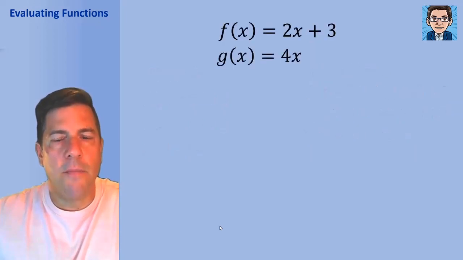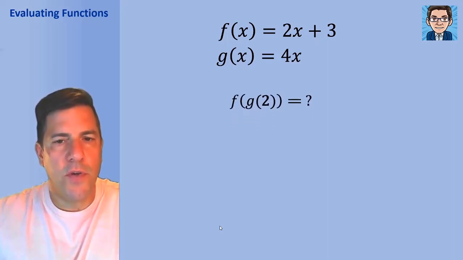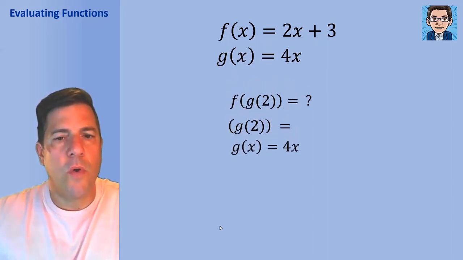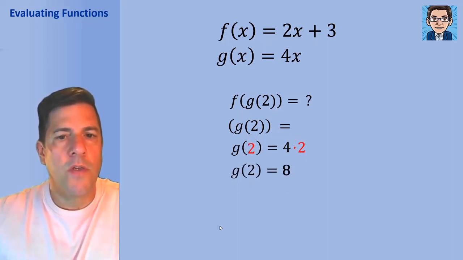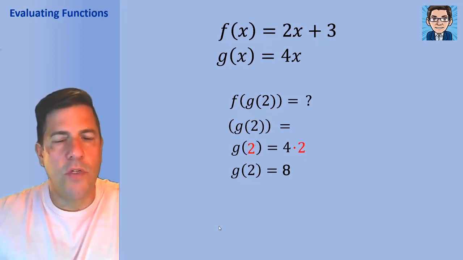So now let's take a look at a composite function. If we have two functions, one is named f and one is named g. f of x is 2x plus 3, g of x is 4x. And if I was to ask you to find f of g of 2, this is a composite function. We work from the inside out. So we first have to find g of 2. We take the function g, which is 4x, and put 2 into it. Then 2 times 4 just gets us 8. So that's just the inside part, the g of 2. So g of 2 equals 8.